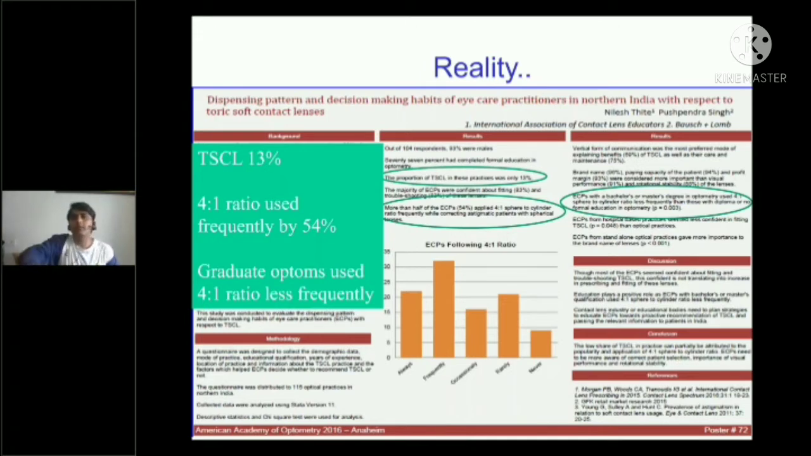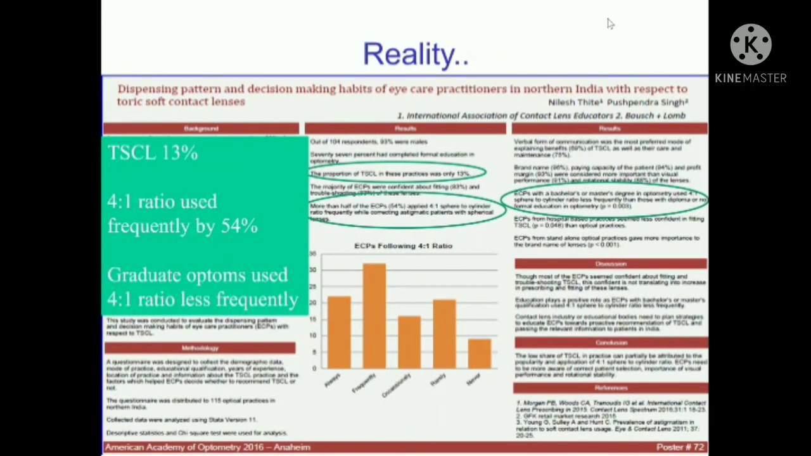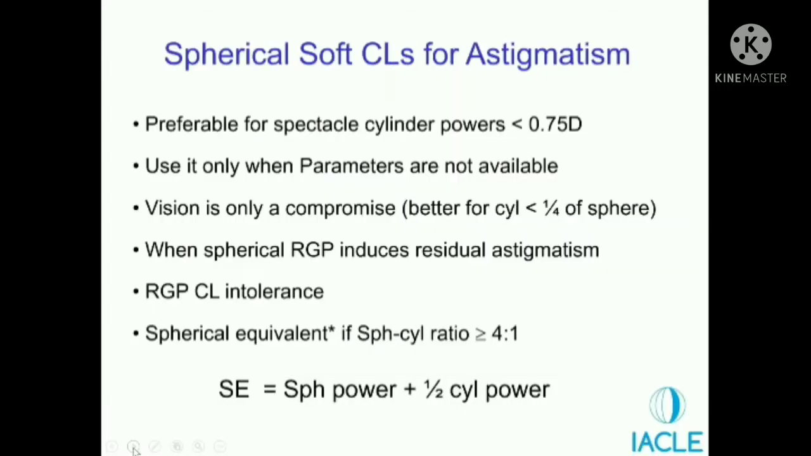Okay, so we found out that out of these people, when they were all the practitioners from northern India, only 13% of their practice was toric contact lenses, and more than half of them were still using the 4:1 spherocylindrical ratio. Okay. One good thing was those who had completed a degree course in optometry were using the 4:1 ratio less frequently. So these were our findings from that particular study.